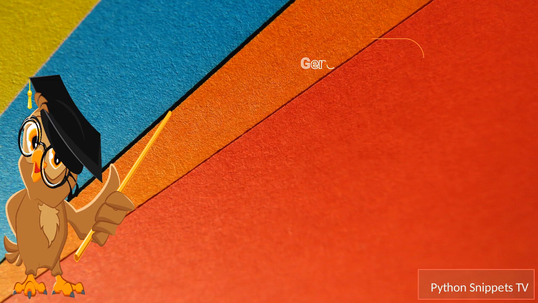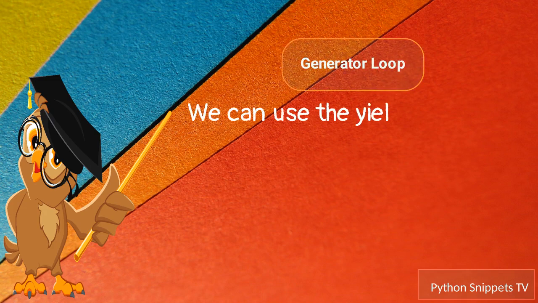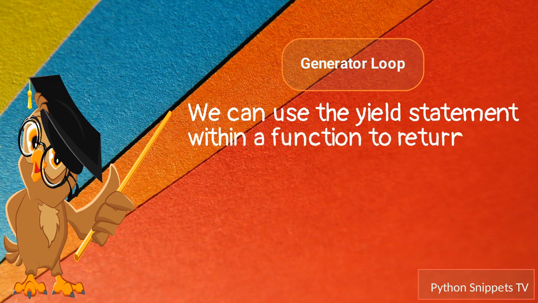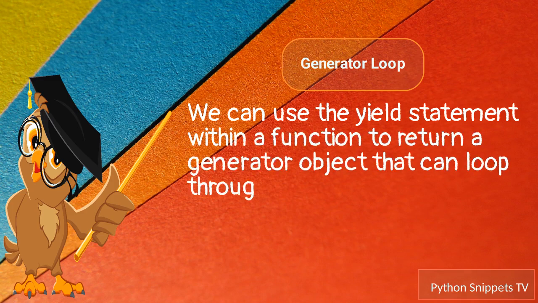How can we create a generator object to loop through array elements? We can use the yield statement within a function to return a generator object that can loop through array elements.